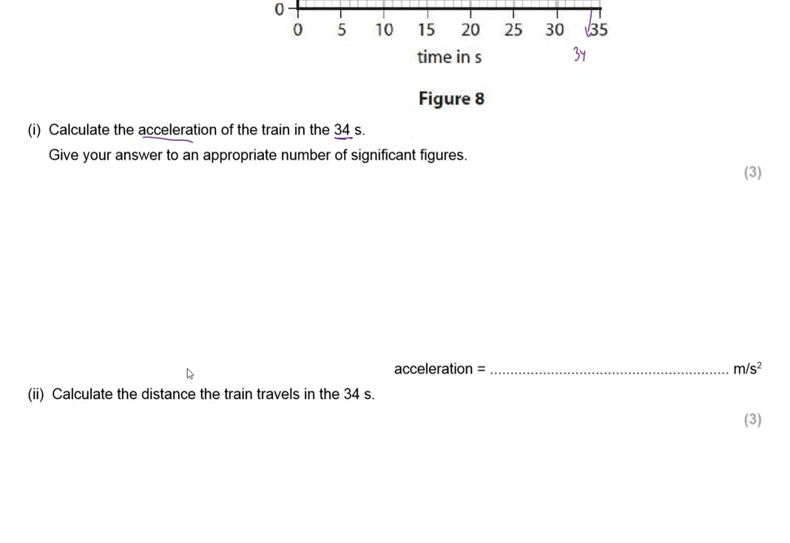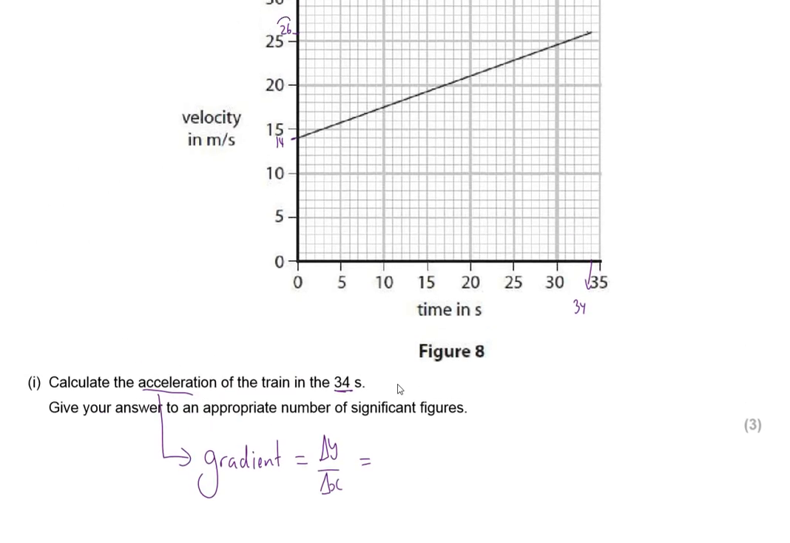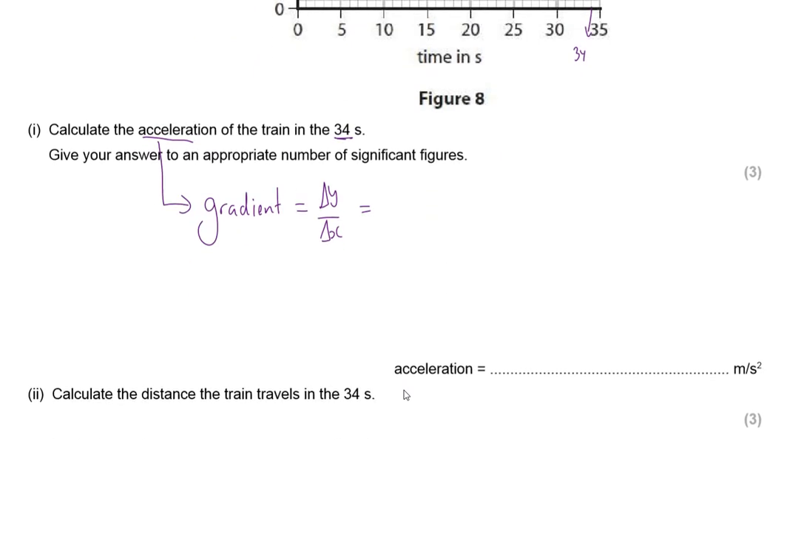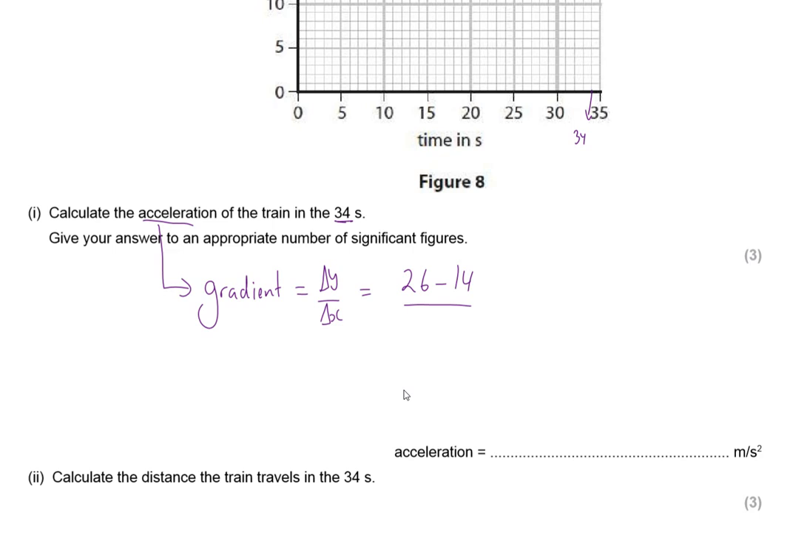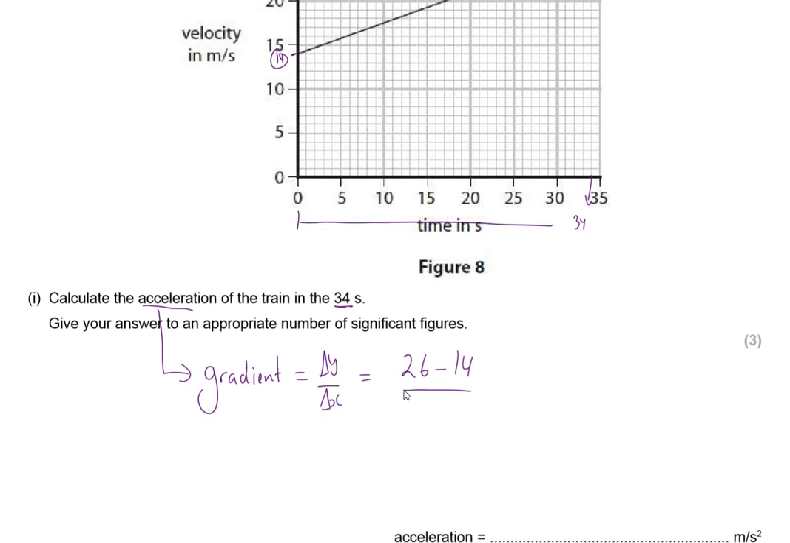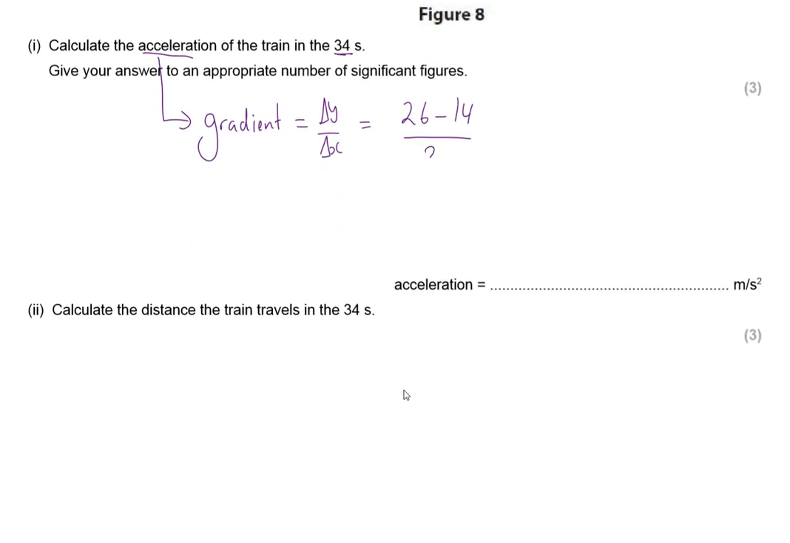Now, how can we do this? First of all, we need to remember that to get the acceleration from this graph, we need to work out the gradient. Okay, and how do we work out the gradient? The change in y over change in x. So the change in y is the change in velocity, which is 26 and 14. So therefore, it's going to be 26 minus 14 divided by the change in x. So the x is from 0 all the way to 34. So therefore, this is going to be 34. Now, we have this. So therefore, we use the calculator: 0.35.